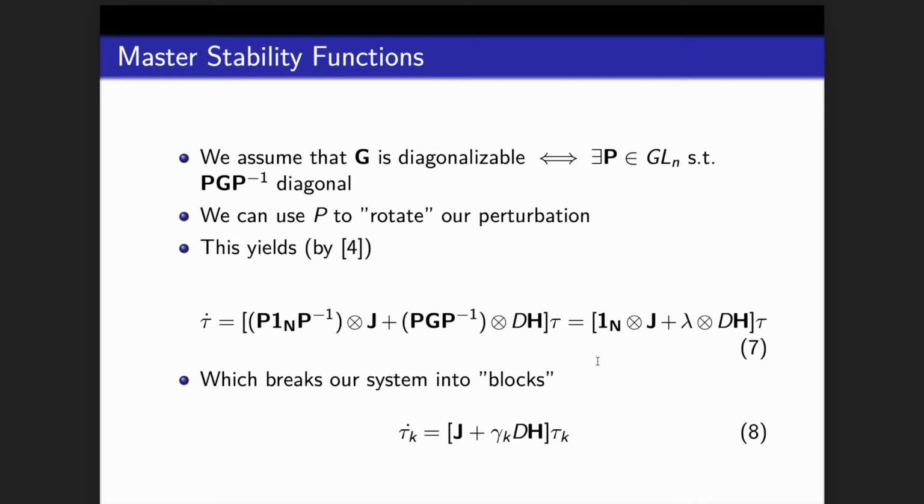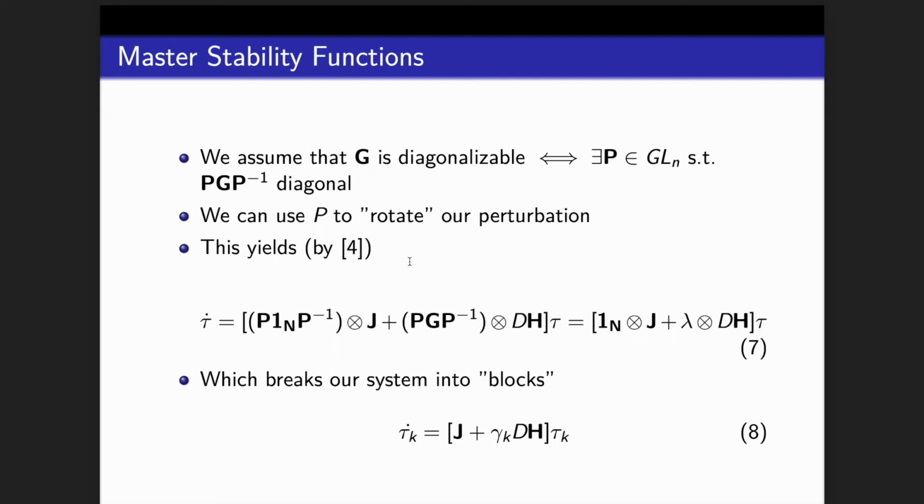And what you'll note is that this is basically just a big block matrix where the diagonal blocks are the only thing that have non-zero quantities. So this breaks our system into blocks of the following form, where this gamma k is just the values along this lambda diagonal matrix here, which are the eigenvalues of G. And so now we've basically figured out a way of breaking up the system into separate equations.